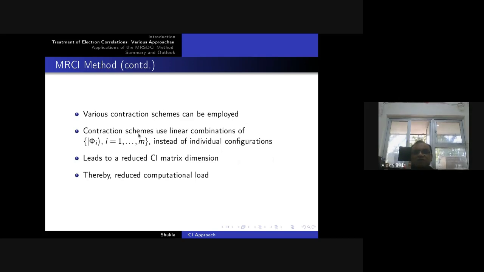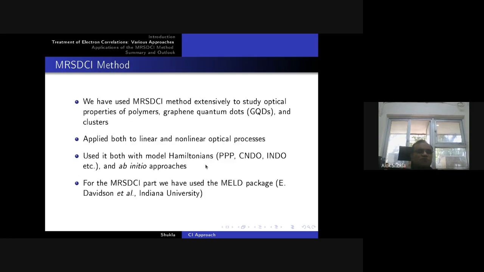And in contractions, like I said, your reference wave function can be a linear combination of individual configurations. So you can reduce the CI matrix dimension that way, and the diagonalization part of the entire problem will be easier because you have a smaller matrix to diagonalize. But on the other hand, you will have to do more work in constructing the matrix elements.